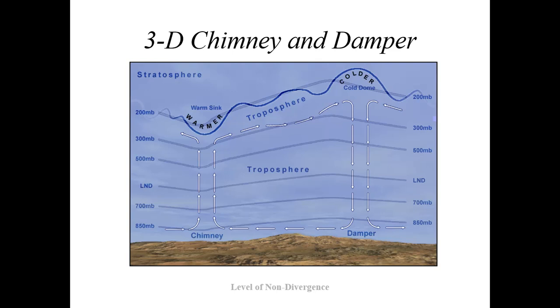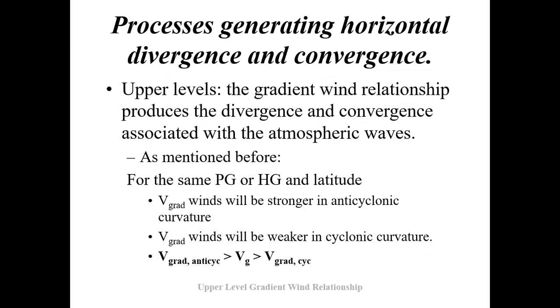You see where that LND is, the level of non-divergence. It's between 700 and 500 millibars on average, between 10,000 and 18,000 feet. This has huge implications for the weather we experience here at the surface, the vertical air motions. All right, so processes that generate horizontal divergence and convergence. In the upper levels, we have something that's known as a gradient wind, which produces divergence and convergence associated with atmospheric waves.